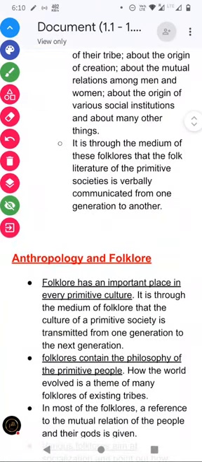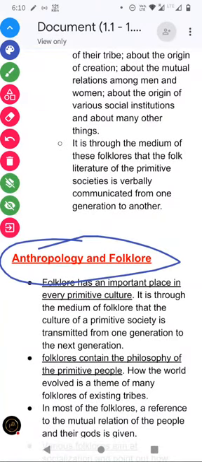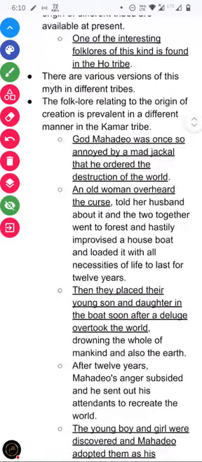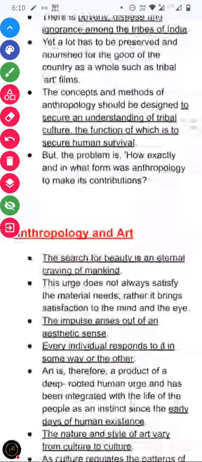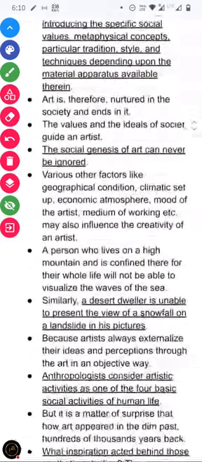And here the anthropology and folklore, anthropology and cinema. So you can read this. Anthropology and art.